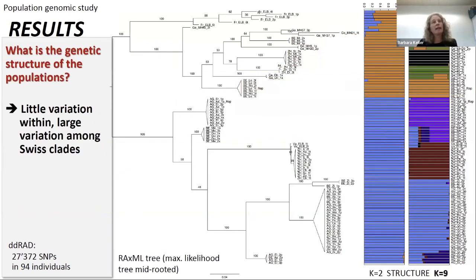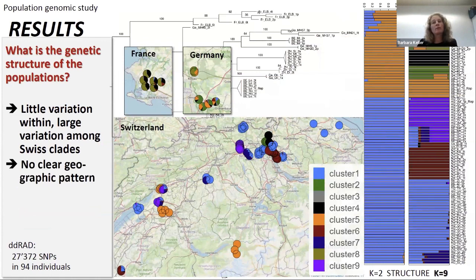In addition to that, we found very little variation in all the clades from the plants that we collected in Switzerland, and very high variation among the Swiss clades. Compared to the French on top and the German plants, they were much more differentiated. This is also visible when we look at the structure result.